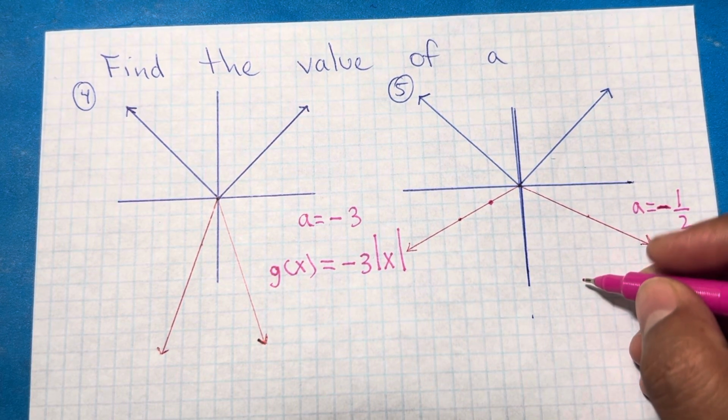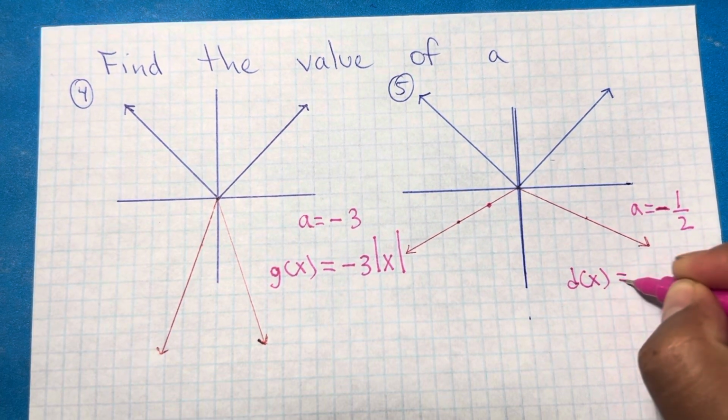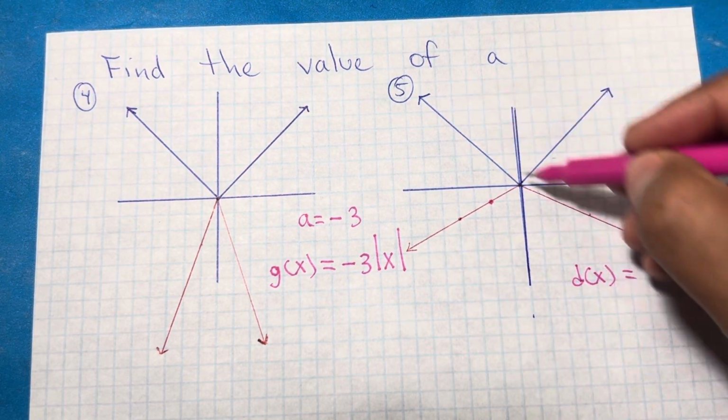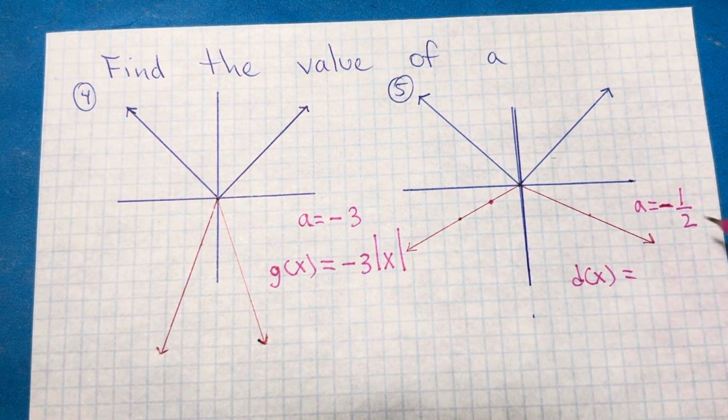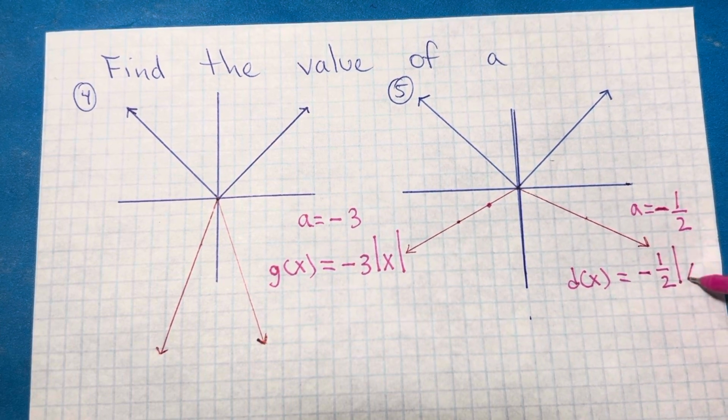So for my function, let me choose another variable. D of x, right? This is f of x, this is d of x equals -1/2 of the absolute value of x.